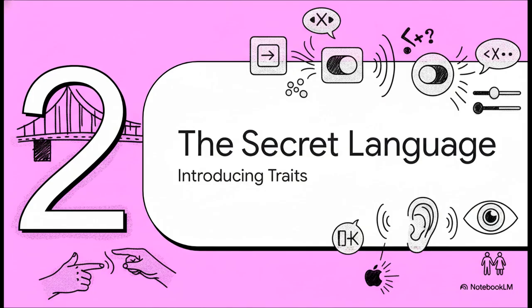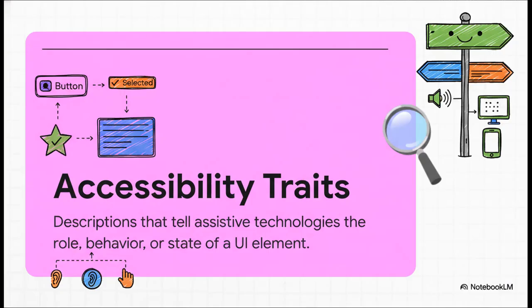Well, the solution is actually pretty elegant, and it's built right into iOS. We just need to teach our UI elements a kind of secret language they can use to talk to assistive tech. And that language is accessibility traits. Now, this is super important. Traits are not just labels. They're all about function. They tell VoiceOver if something is a button, if it's currently selected, if it's a heading. You get the idea. Think of them as the digital signposts for your entire app.